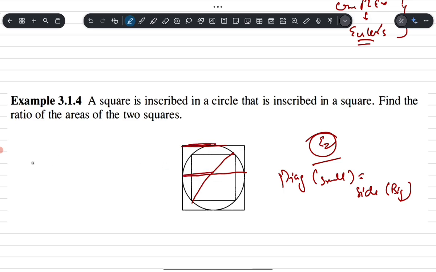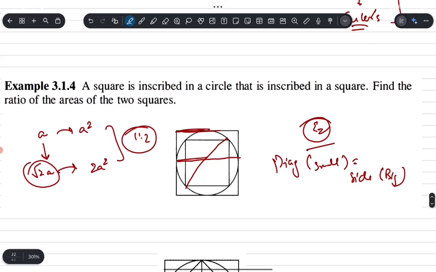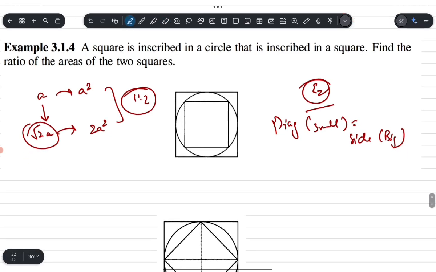So if I say the side of the smaller square, consider it to be A, the area is going to be A square. This also means its diagonal is going to be root 2 A, which is what? The side of the bigger square. So the area of the bigger square is going to be 2A square, and the ratio is 1:2. Sweet. Now, how do we use symmetry? The diagram is completely symmetrical. You don't have to force symmetry here. It's symmetrical, right? So we can think of using symmetry.